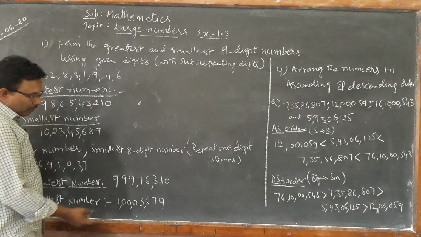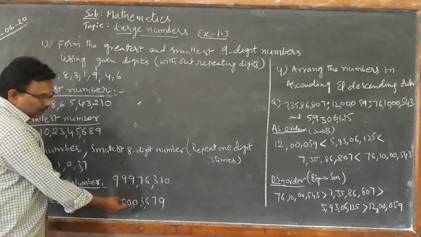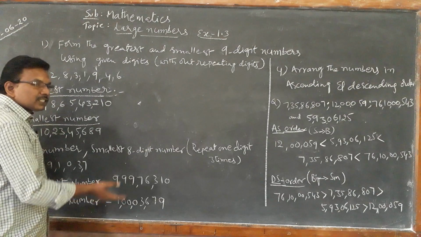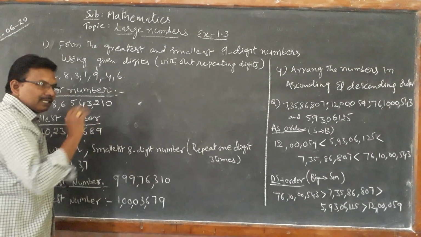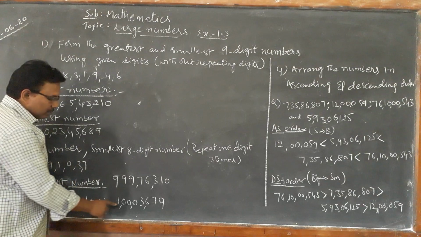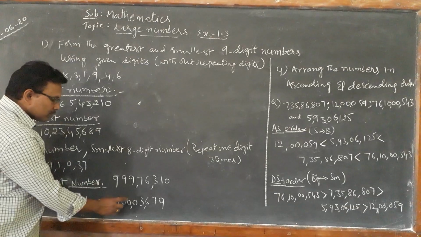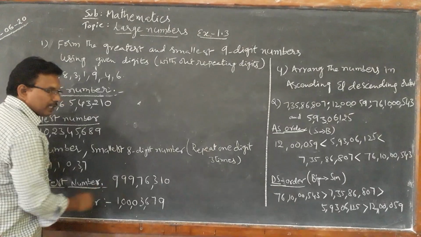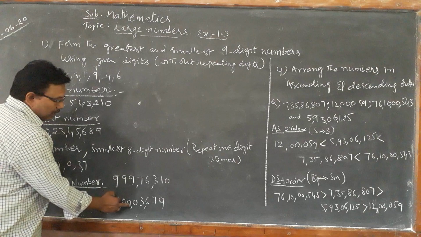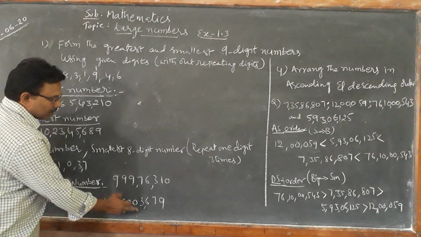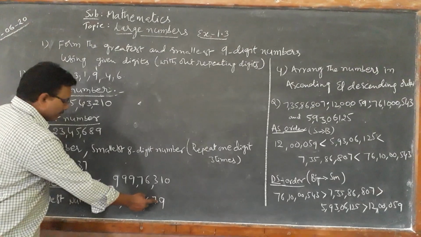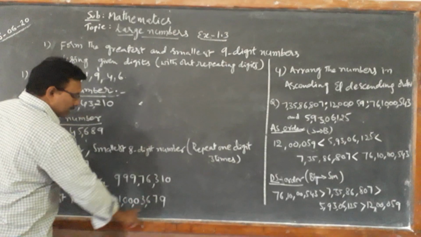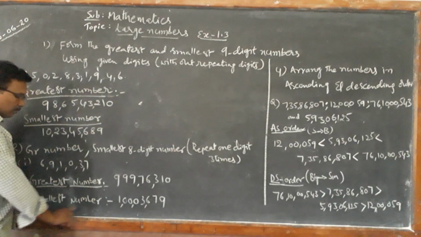Then you may have a doubt: Sir, why don't you repeat 1 three times? If I repeat 1 three times, you will get a bigger number. You asked for the smallest possible number by using the digits. So to get that, 0 should be repeated. Now 1 and 3 zeros, 0 repeated 3 times, and the remaining 3, 6, 7 written in ascending order. Then you get the smallest number.